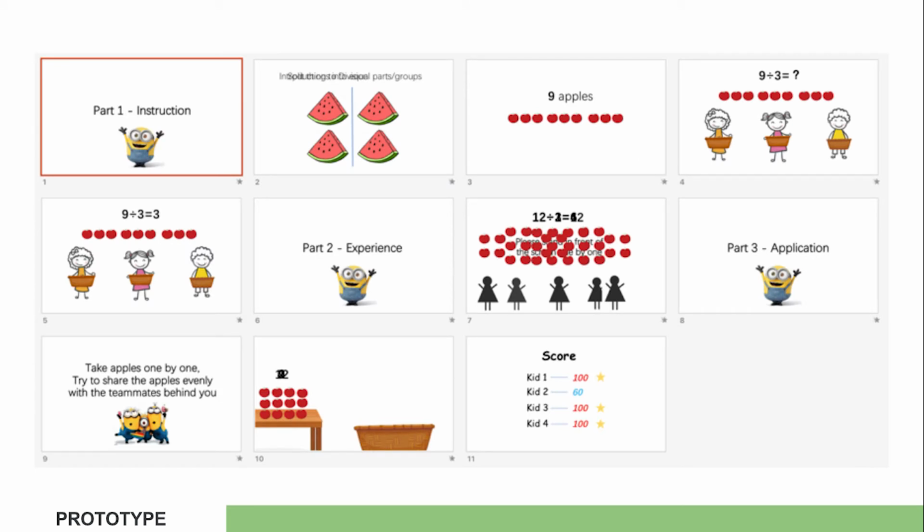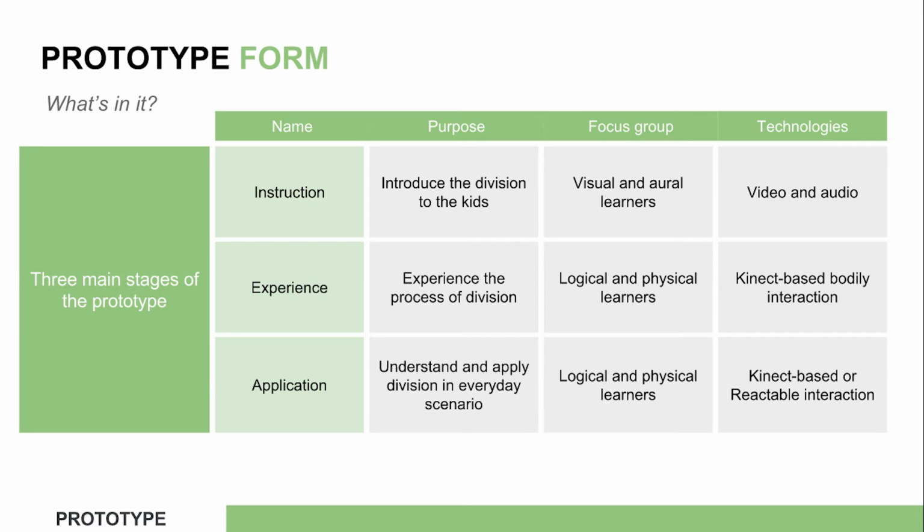We divided the prototype into three main parts. The first one is instruction, where kids are taught the basic concept of division operation. The second one is experience, where they get to know how it works. And the final one is application, where they can practice applying their knowledge in everyday life. We built this based on different focus groups, because we understand that kids have different learning abilities.